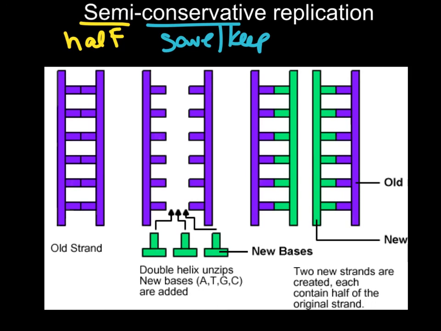That helps to ensure that replication is consistent and there are fewer mistakes because each original strand acts as a template for the new one, and as long as those complementary base pairs are always matched up together, we should be able to replicate this a bazillion times without any mistakes. Doesn't mean mistakes don't happen, but it is a pretty good system of checks and balances.